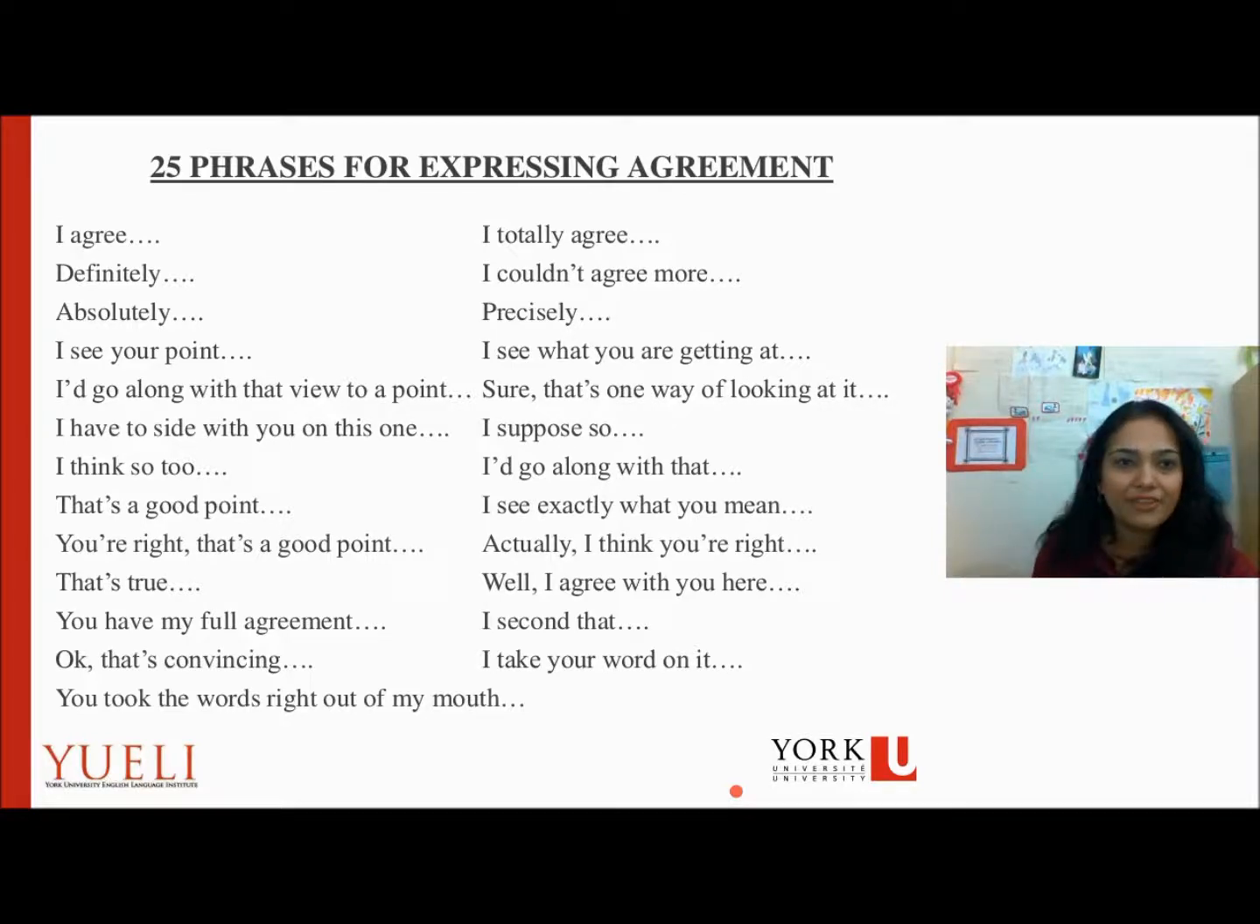Accordingly, there were 25 phrases for expressing agreement. So for example, I agree definitely, I'd go along with that view to a point, I have to side with you on this one, I see exactly what you mean. So these are some phrases that students use.